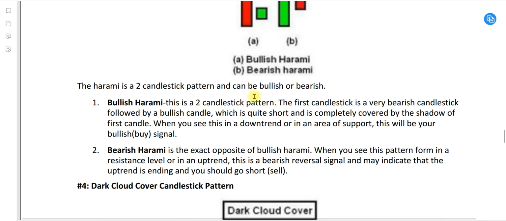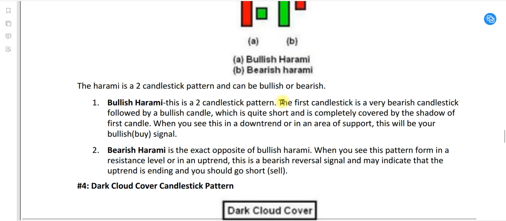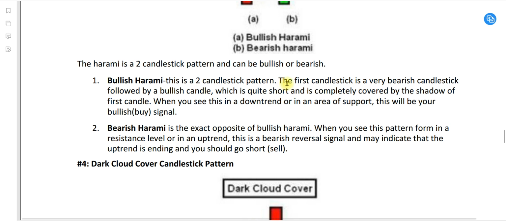And then for the bearish, which is just the opposite of what we said earlier, if it forms at the resistance level, wherever you find this at the resistance level or in an uptrend, it is telling us to go short or to sell. So that is that about the RME candlestick pattern.